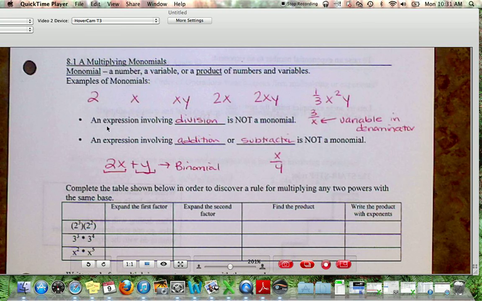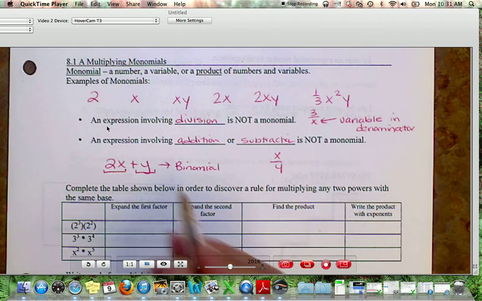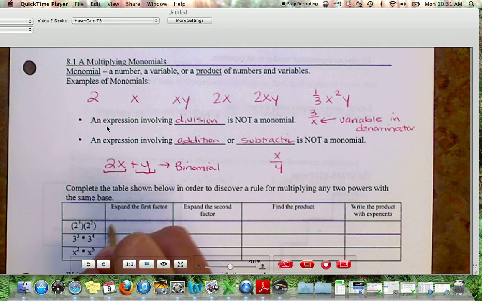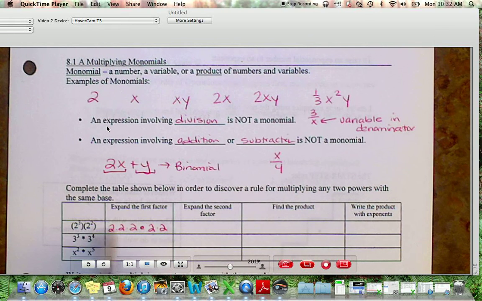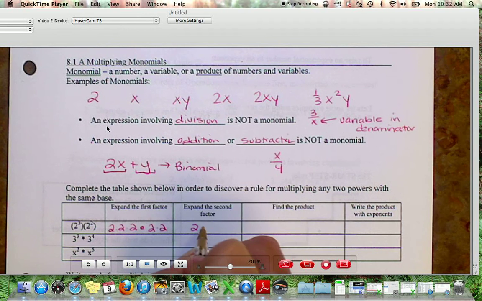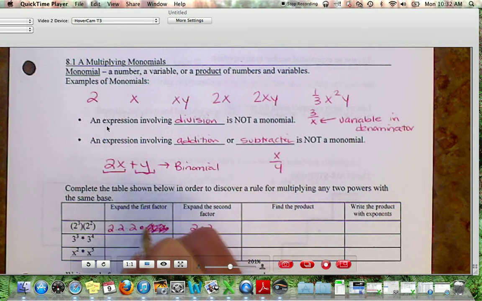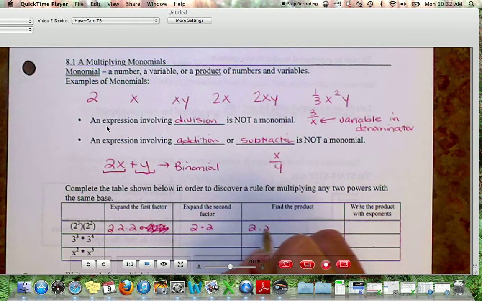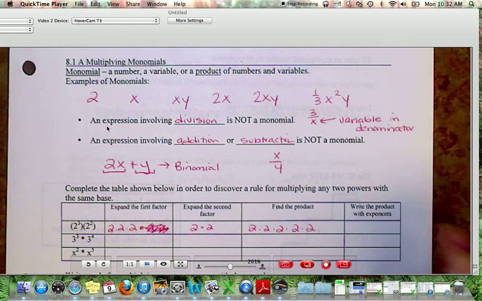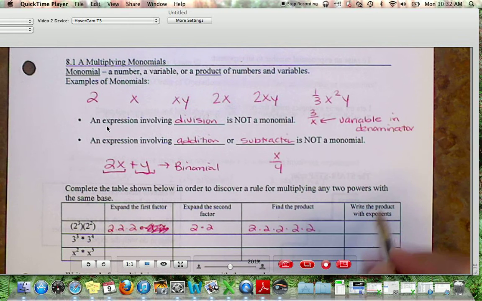We want to complete the table here in order to discover a rule for multiplying two powers with the same base. So if we were to expand the first factor, that would be like 2 times 2 times 2, and 2 times 2. Oops, I was supposed to expand the second one here. Let's get rid of that, sorry about that. And the product then would be 2 times 2 times 2 times 2 times 2. And we want to write that product with exponents, so that would be 2 to the 5th power.